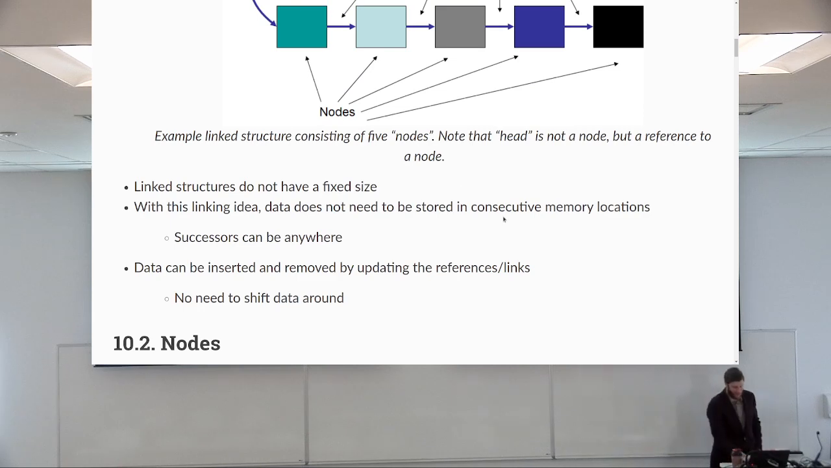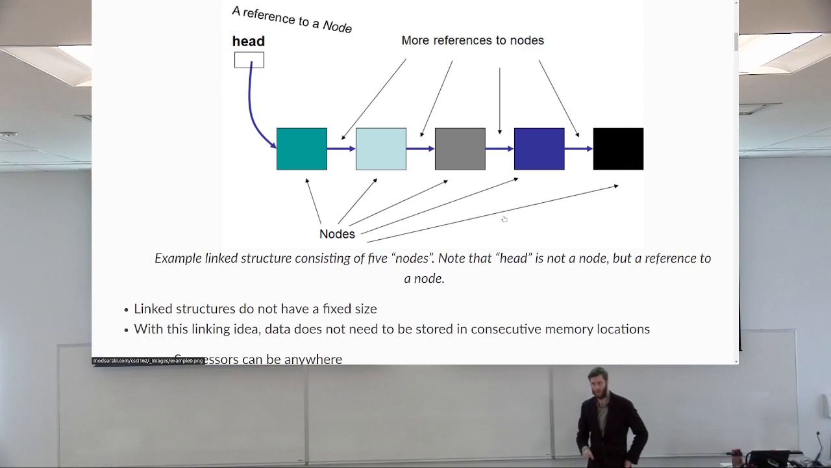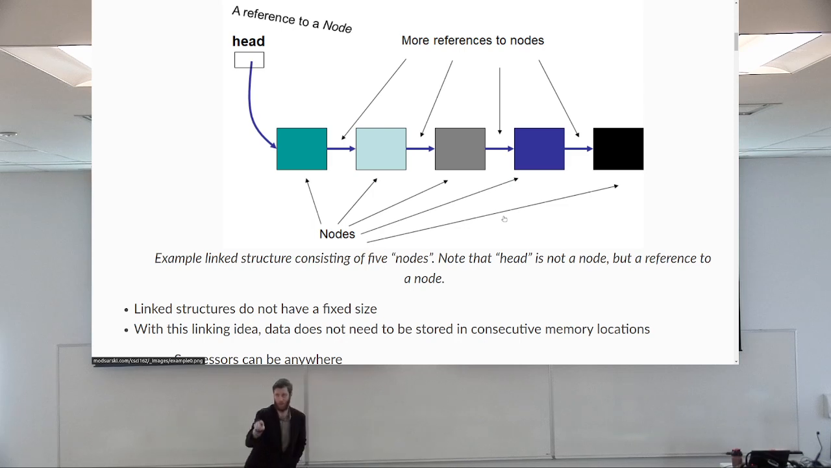Unlike arrays, link structures have no fixed size. There's nothing stopping me from going to the end and saying, add a new node, and then a new node, and a new node. And I could do this forever. I'm not going to run out of room. I don't need to expand capacity ever. That array, I mean, it's not an array. There's no fixed size.